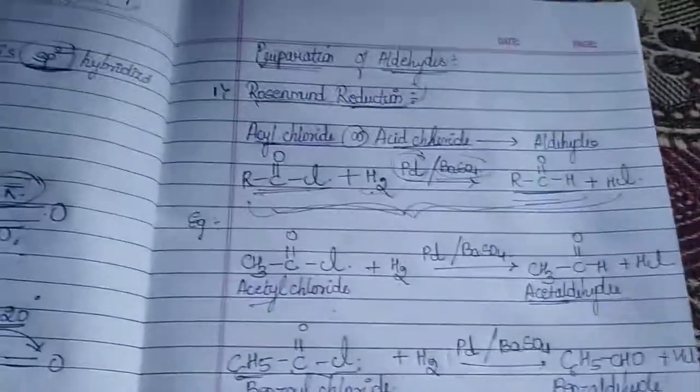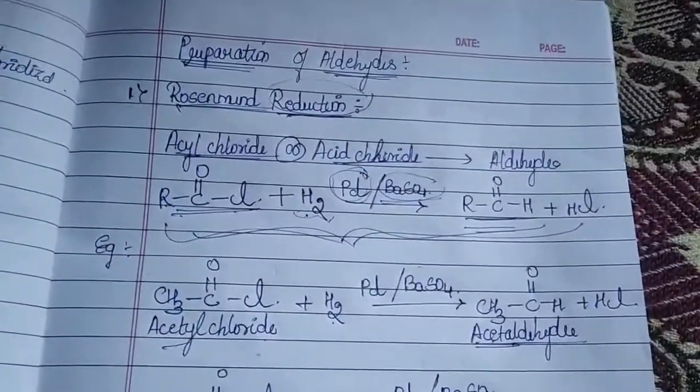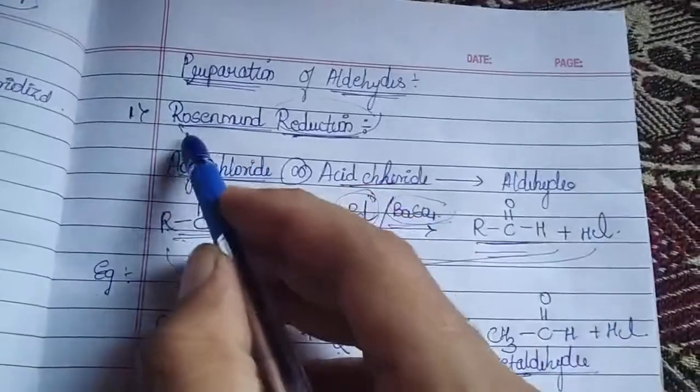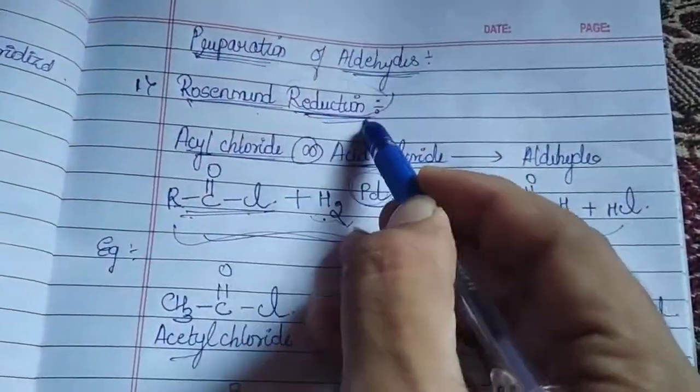So this was the first important reaction in the preparation of aldehydes, which is a named reaction called the Rosenmund reduction. Why is it called a reduction?